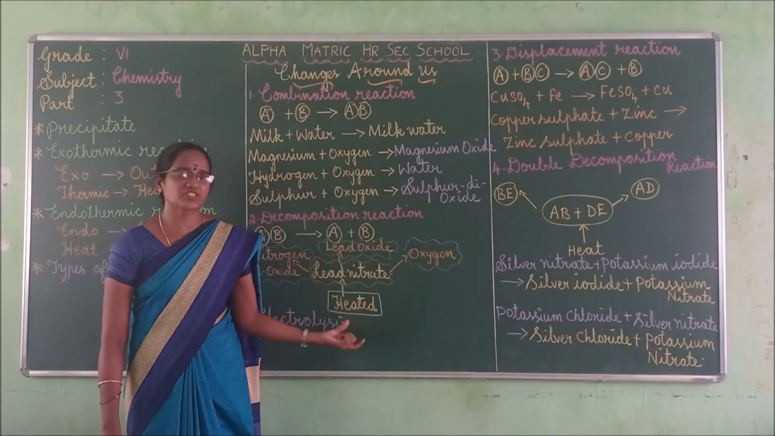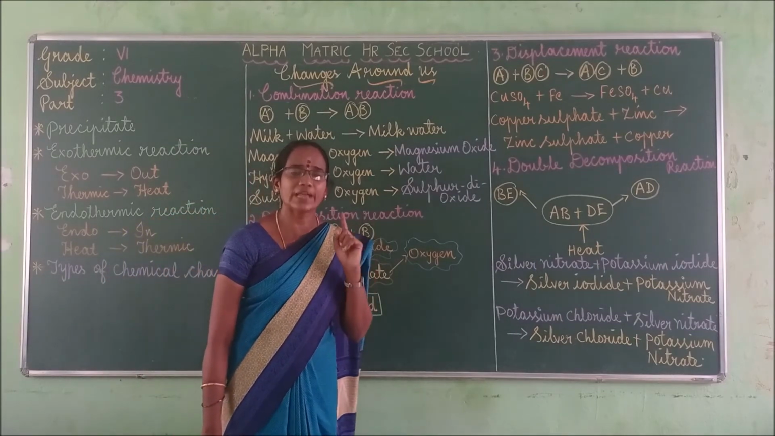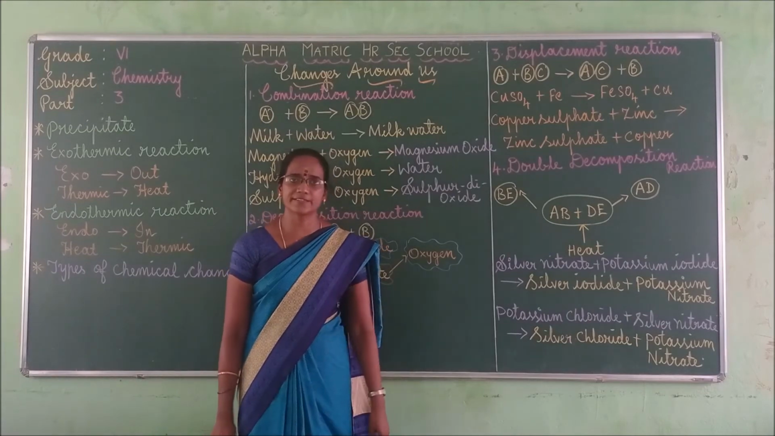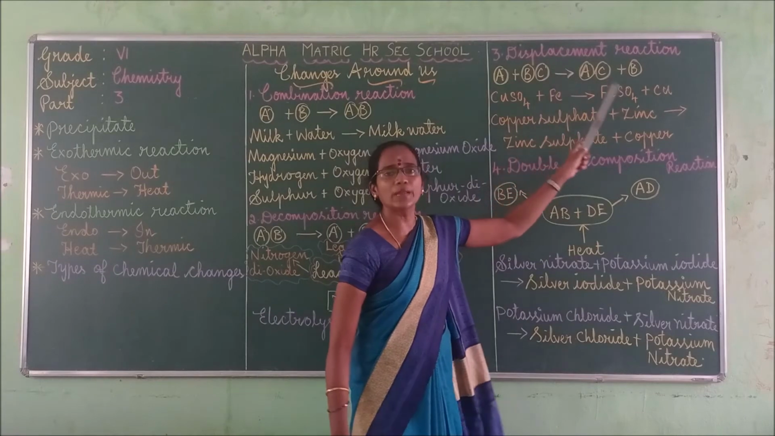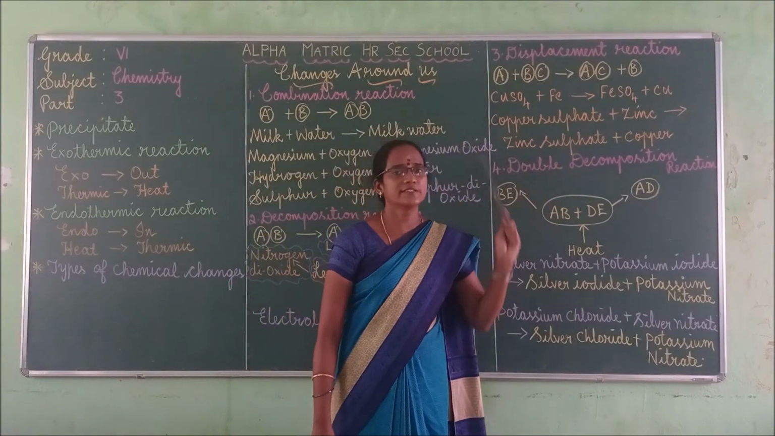Some chemical reactions can be achieved by the passage of electricity. This is called electrolysis. Got it? Right. So next we can move to displacement reaction. Okay, what is the next one?